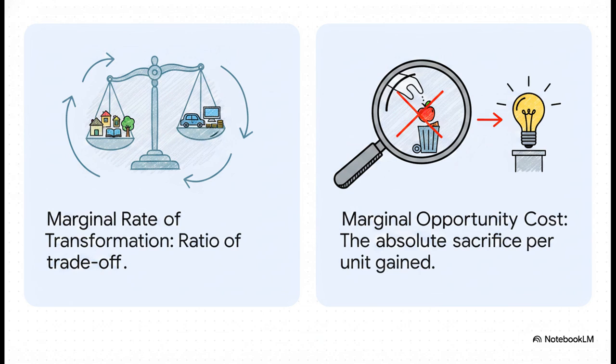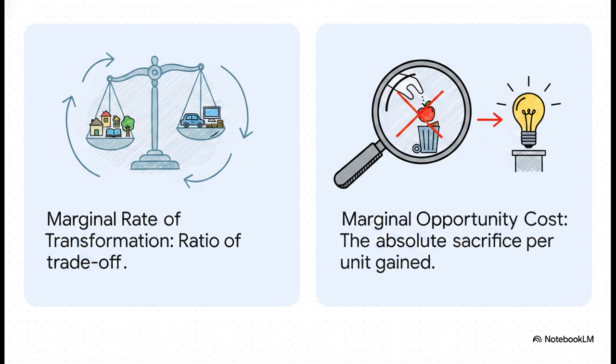To actually calculate this, economists use 2 specific metrics that are super easy to mix up, but absolutely vital to keep separate. First up is the MRT, the marginal rate of transformation. Think of this as the ratio of the trade-off. It's simply the units sacrificed divided by the units gained. But then we have the MOC, the marginal opportunity cost.